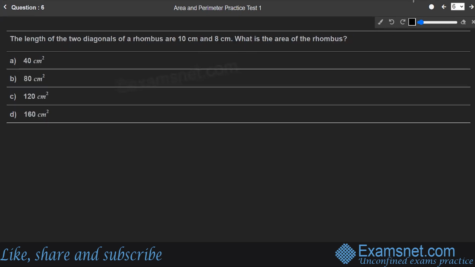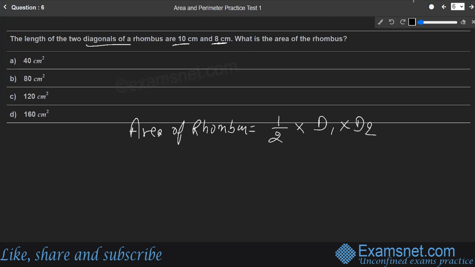Now, the lengths of two diagonals of a rhombus are 10 centimeter and 8 centimeter. What is the area of the rhombus? So let us use the area of the rhombus formula. The area of the rhombus can be given by half of diagonal 1 into diagonal 2, or we can call it half of the product of diagonals.